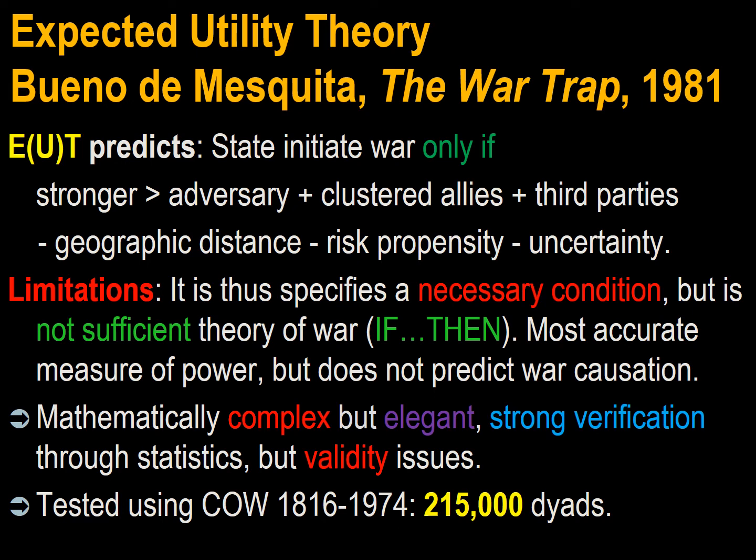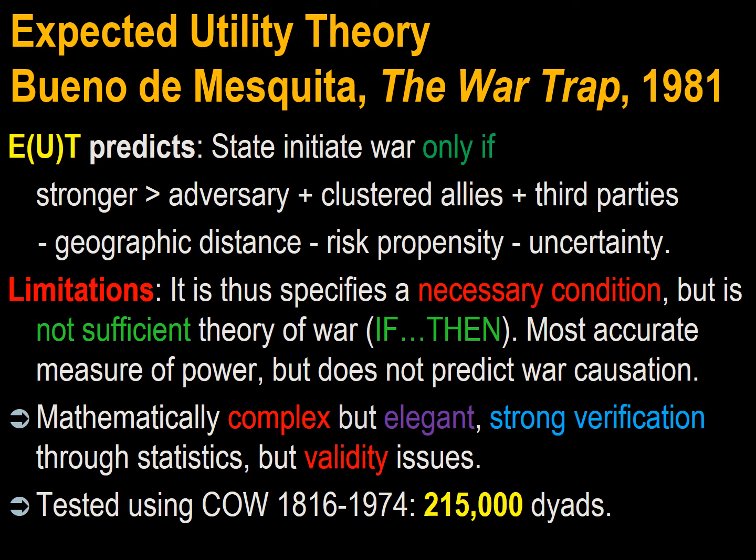Now, there are some limitations to this theory. It thus specifies a necessary condition, right? So you have to have this condition satisfied for a country to go to war, but it's not a sufficient condition. And therefore, it doesn't tell us when the country will go to war. It just tells us what conditions must be satisfied for the country to go to war. So we don't have an if-then statement. It has the most accurate measure of power, which makes it impressive, but it doesn't predict war causation. It's mathematically complex and elegant, and it has very strong verification through statistics, but it's got some major validity issues.